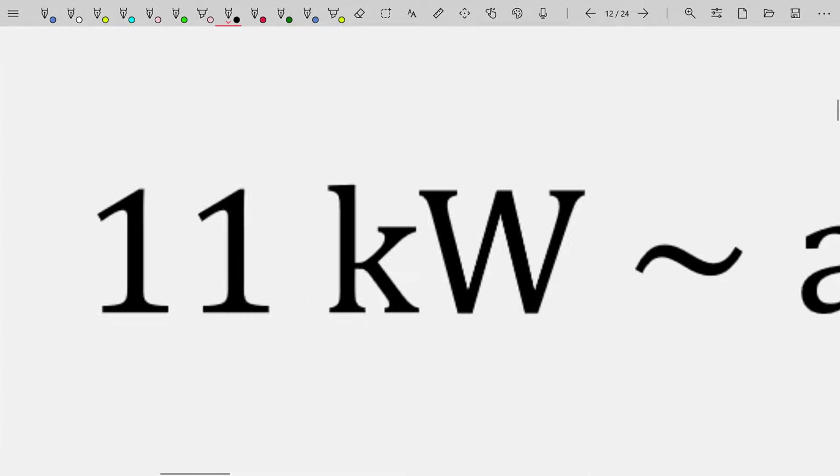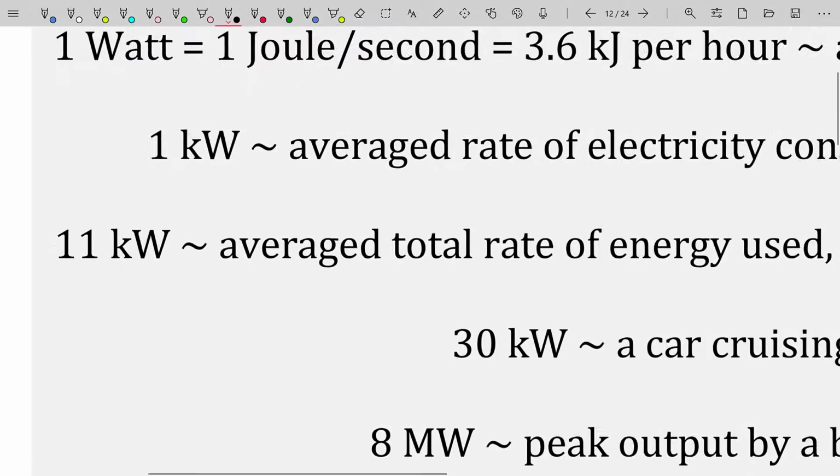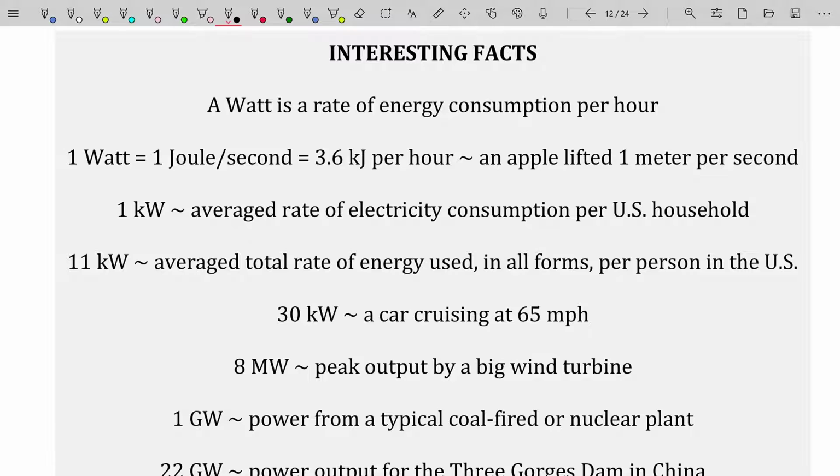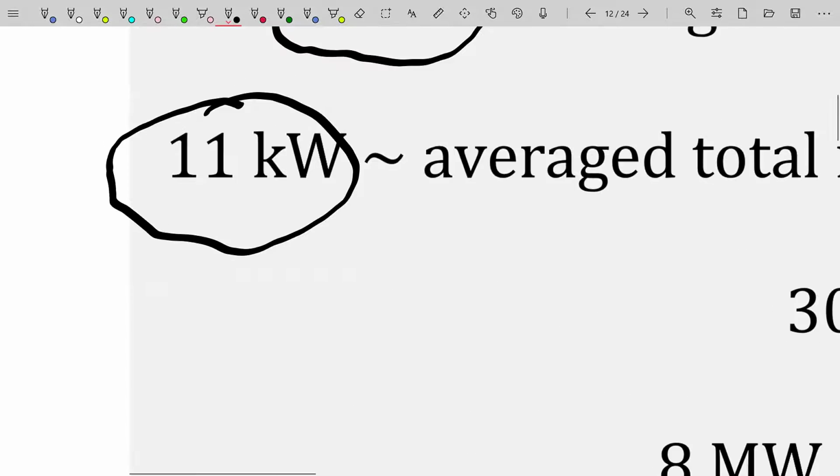11 kilowatts is the average total rate of energy used in all forms per person in the US. And then you say, wait a second, but 1 kilowatt is the average rate of electricity consumption per US household. And that's for a household, how can the average energy used in all forms per person be 11 kilowatts? Well, it's because you're doing more than consuming electricity. You're moving, you're talking, you're driving your car, you're doing all these other things that don't require electricity. And so in all, your rate of consumption is actually 11 kilowatts.